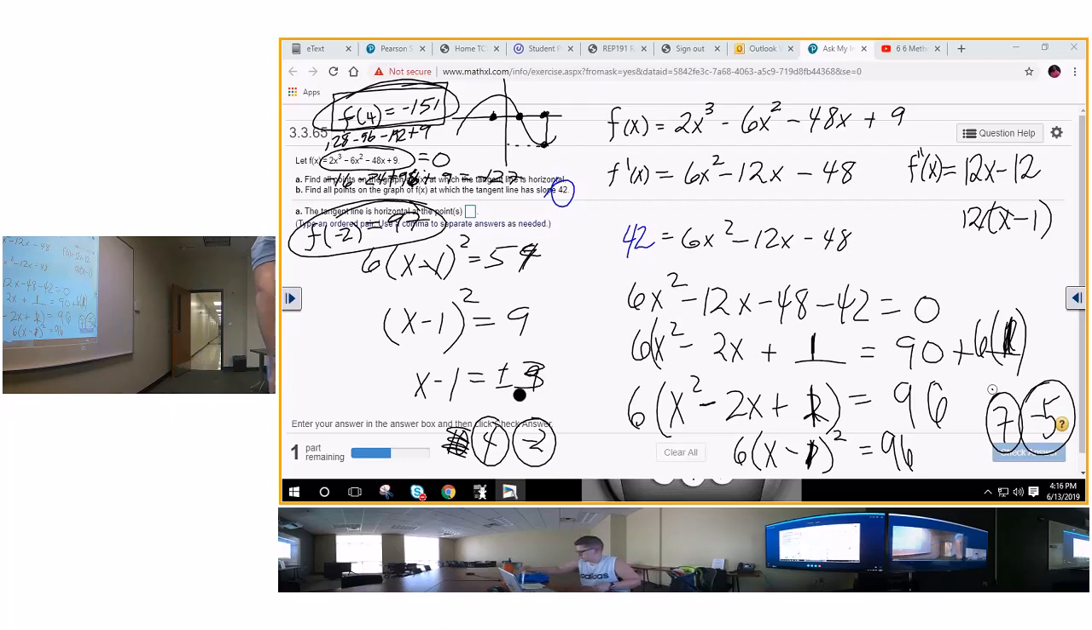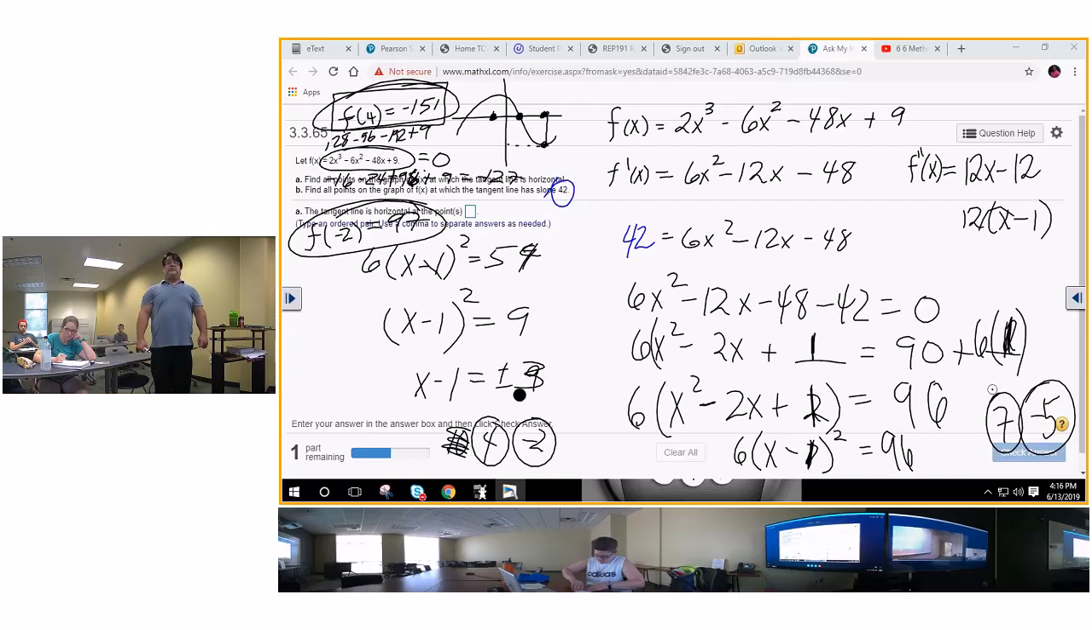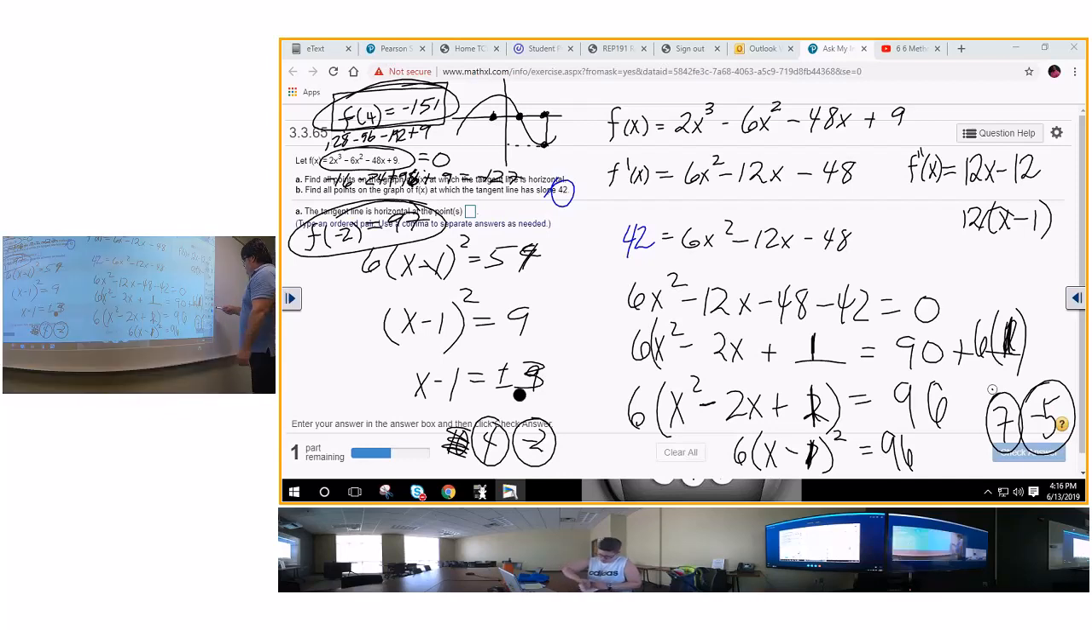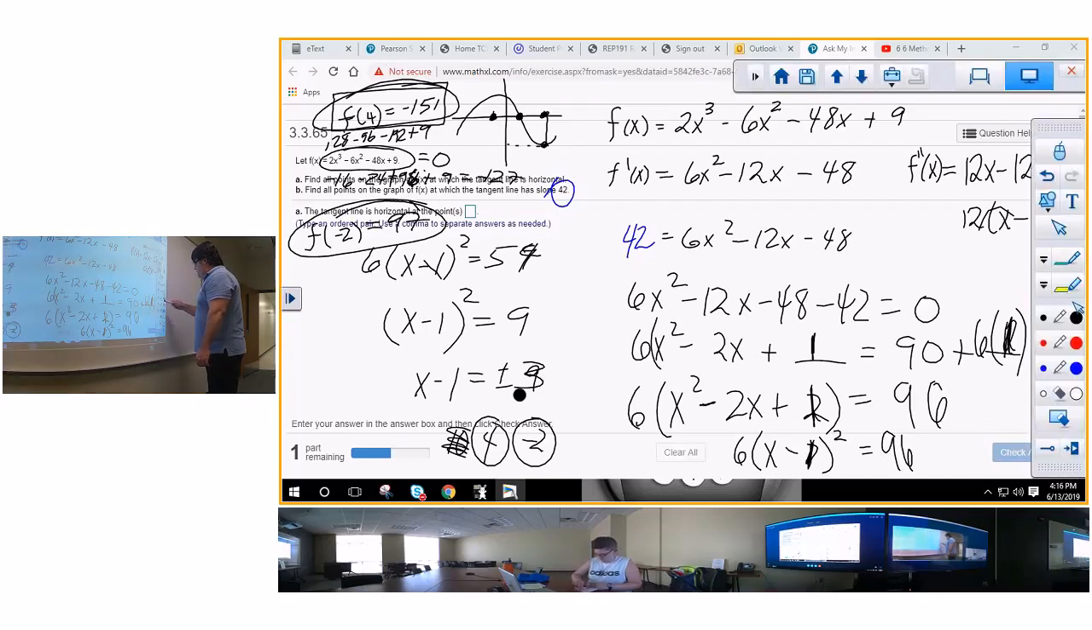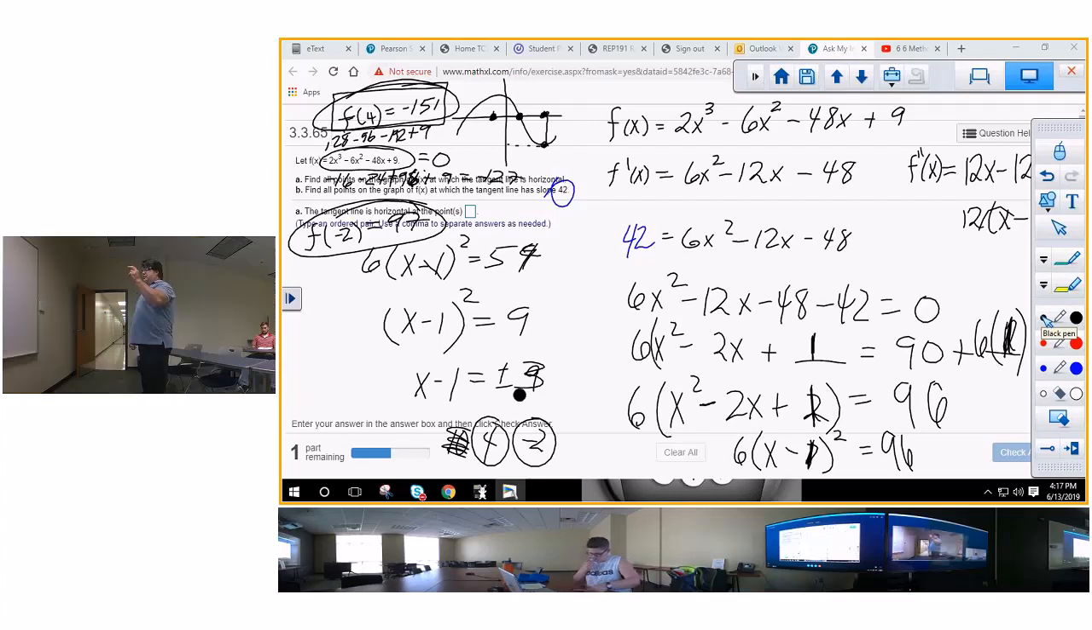96 divided by 6 is 16. Square root of 16 is 4. I'm sorry, I'm skipping too many steps in my head. 96 divided by 6 is 16. Square root of 16 is 4. Positive negative 4. 5 and 3.